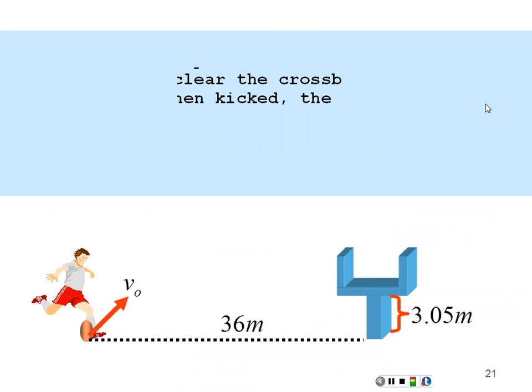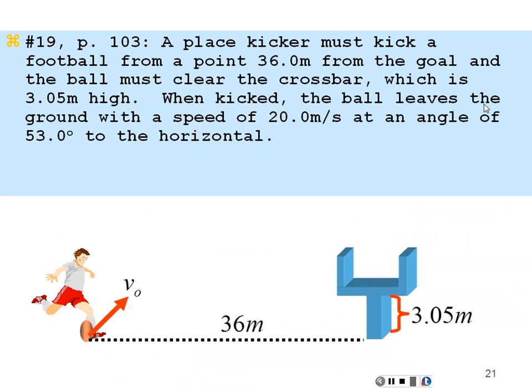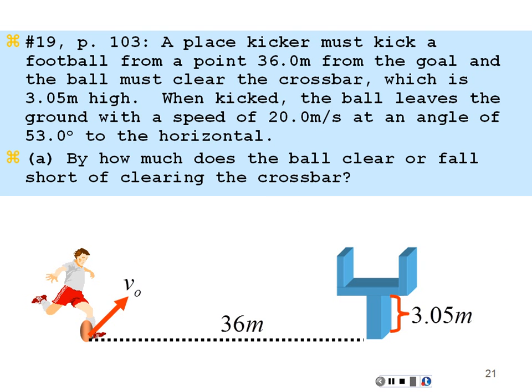Let's try one more example. A place kicker must kick a football from a point 36 meters from a goal, and the ball must clear the crossbar, which is 3.05 meters high. When kicked, the ball leaves the ground with a speed of 20 meters per second at an angle of 53 degrees to the horizontal. By how much does the ball clear or fall short of clearing the crossbar?